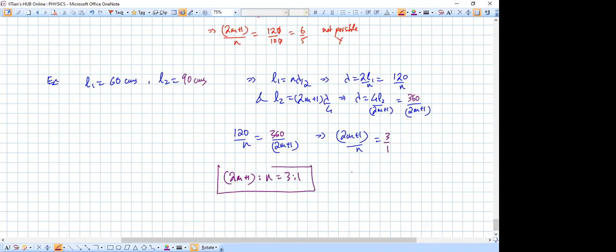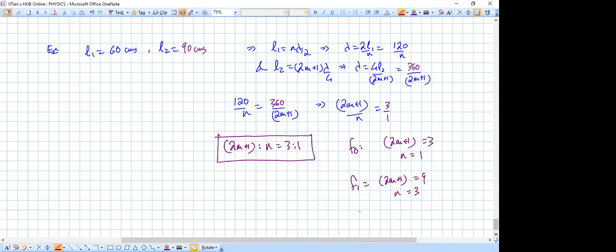So the series will become such that for the fundamental frequency, they are the lowest values. So 2m plus 1 should be equal to 3 and n should be equal to 1. For the first overtone, this should be the next closest odd number. So it can't be 6, so 2m plus 1 should become 9, and accordingly n should become 3. Okay. And for the second overtone, this should be the next closest odd number, so it will become 5 into 3, 15, and n will become equal to 5, and like that.